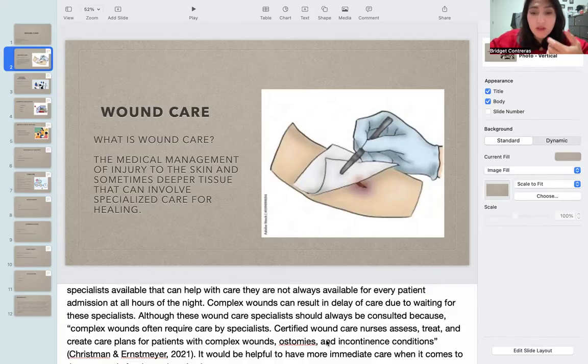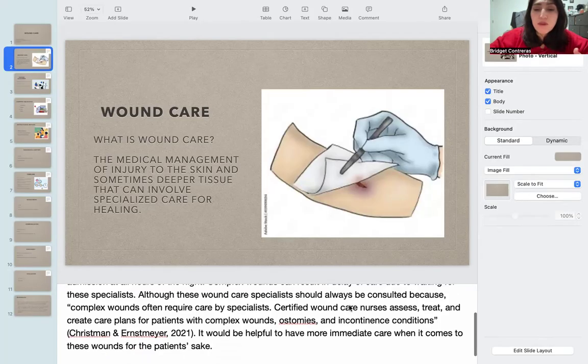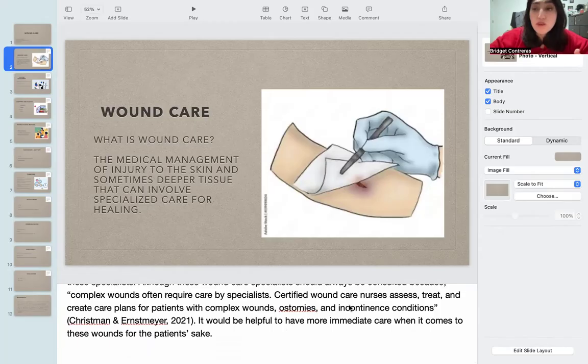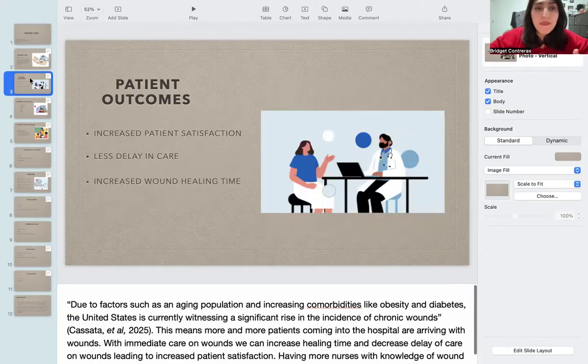Complex wounds can result in delay of care due to waiting for these specialists. Although these wound care specialists should always be consulted because complex wounds often require care by specialists, certified wound care nurses assess, treat, and create care plans for patients with complex wounds, ostomies, and incontinence conditions. Quote by Kreisman and Ertzmeyer in 2021. It would be helpful to have more immediate care when it comes to these wounds for the patient's sake.